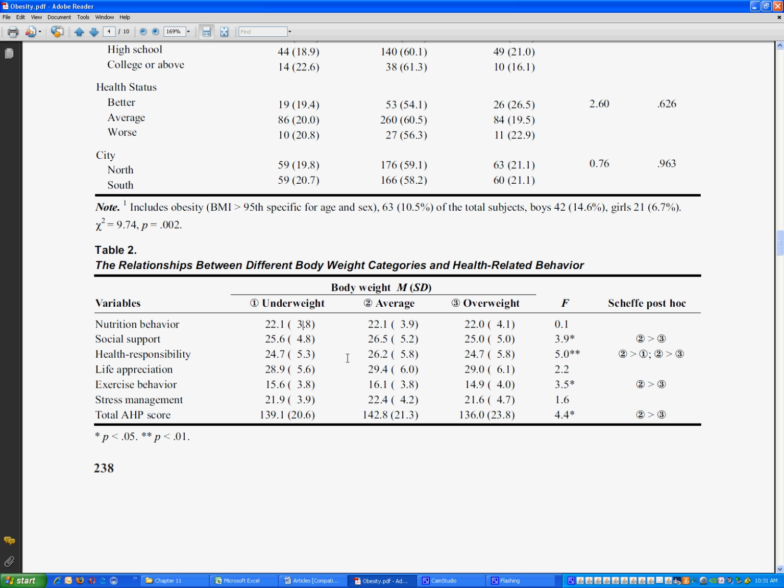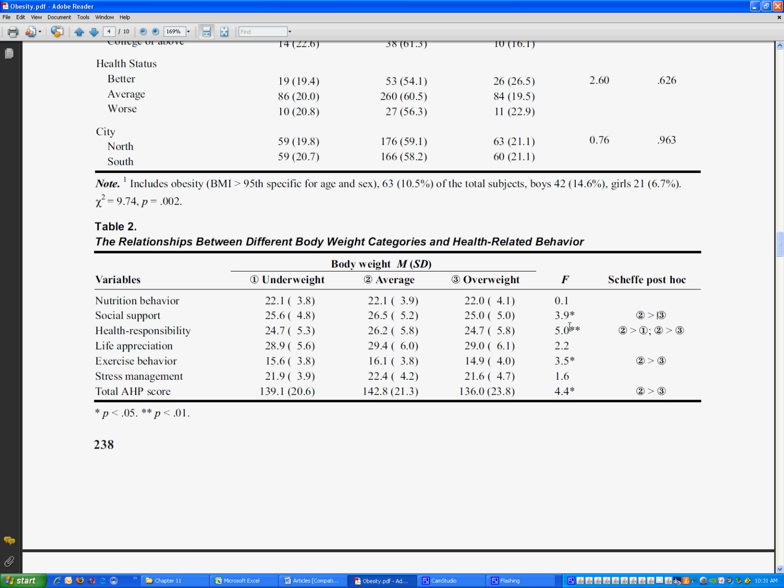On this one, they're saying that the average group is statistically greater than the underweight group, and the average group is statistically greater than the overweight group. On life appreciation, there is no difference between these three groups. So this is a different way of showing where the differences are. And they also give you how statistically significant it is.